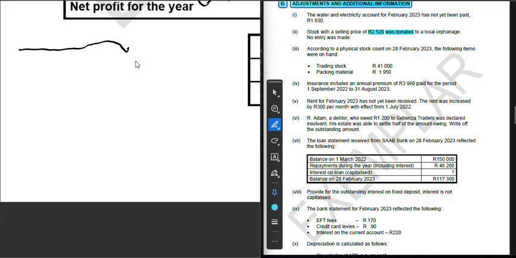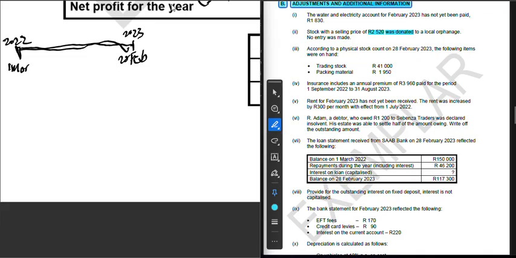This is our financial year. All right, so we have our financial year here. Now the information that we have in our books is for the year ended in 2023. So we've got 2023, and then we've got 28 Feb, and then right here we've got 1 March 2022, and then right here it says that our insurance is an annual premium.